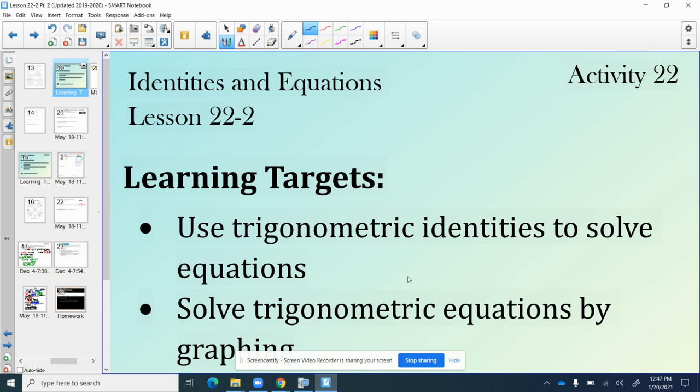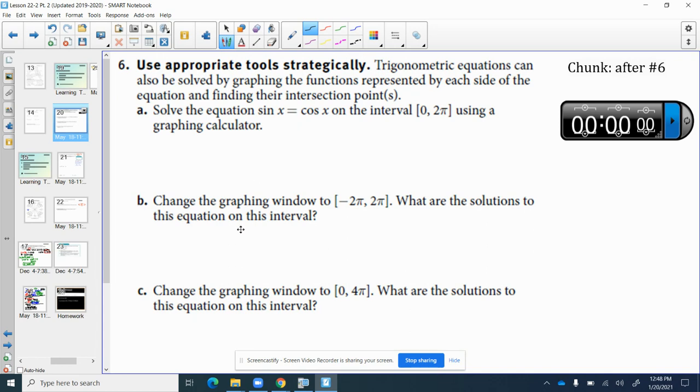Everyone, and welcome back to the last time for lesson 22.2. Today we are going to finish where we started on page 298, looking at number 6, which is going to start leading us back into the idea of general solutions.